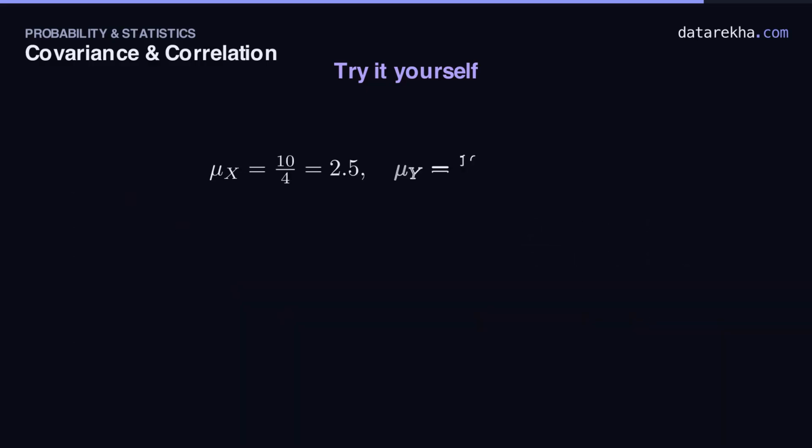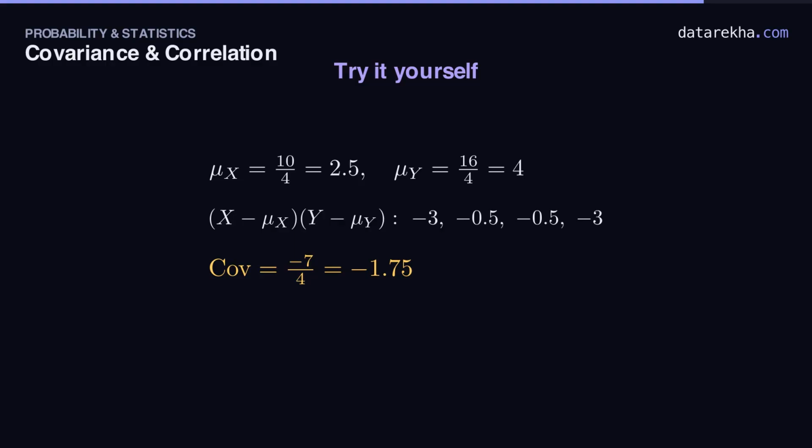Here's the walkthrough. The mean of x is 10 over 4, 2.5. The mean of y is 16 over 4, 4. The four signed products come out minus 3, minus a half, minus a half, minus 3. All negative because the cloud descends. They sum to minus 7. So the covariance is minus 1.75.